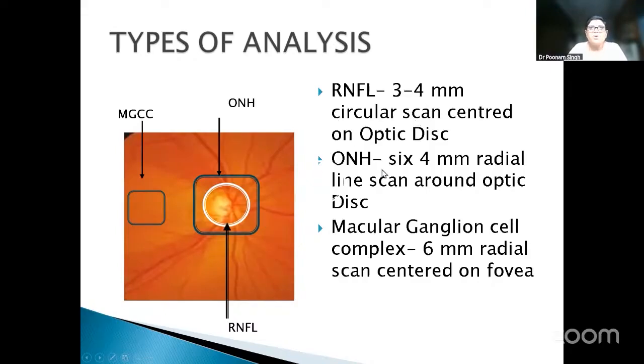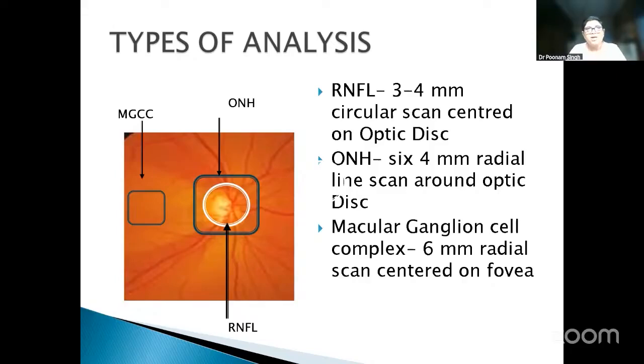When we talk about the optic nerve head scan, all the retinal nerve fibers are going into the optic nerve head, and through the lamina cribrosa they go to the optic nerve. So whatever retinal nerve fiber damage is happening, in the form of an increase in cup size, changes in the cup disc ratio, notching, or thinning of the neuroretinal rim, can be seen in optic nerve head analysis.